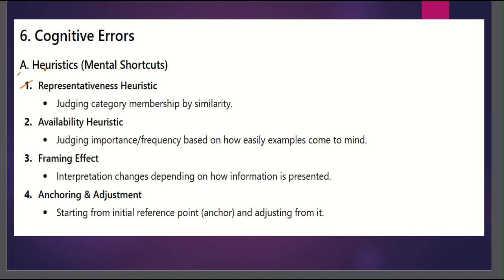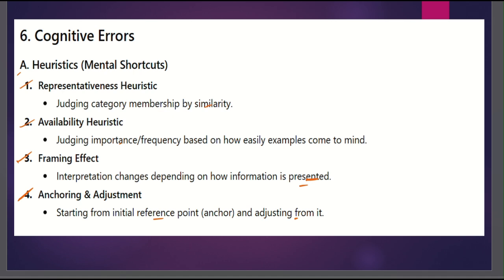Representativeness heuristic judges by similarity. Availability heuristic judges by how easily examples come to mind. Framing effect means the same message changes meaning by presentation. Anchoring and adjustment starts from a reference point and adjusts from it.